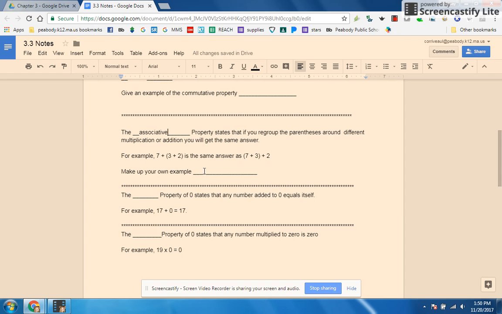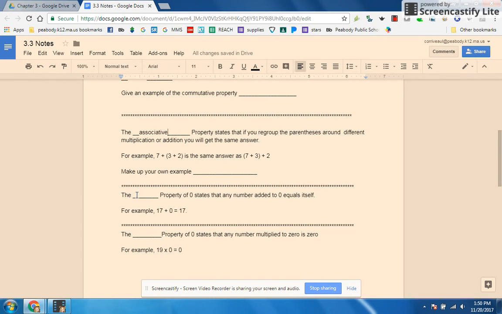So I want you to make up your own. Right here, type in your own. It has to have at least 3 numbers because that's the only way you could change the grouping. You have to have at least 3 numbers so that you can put parentheses around 2 and then around another 2. Make sure your order is the same, but your parentheses are going around different numbers.